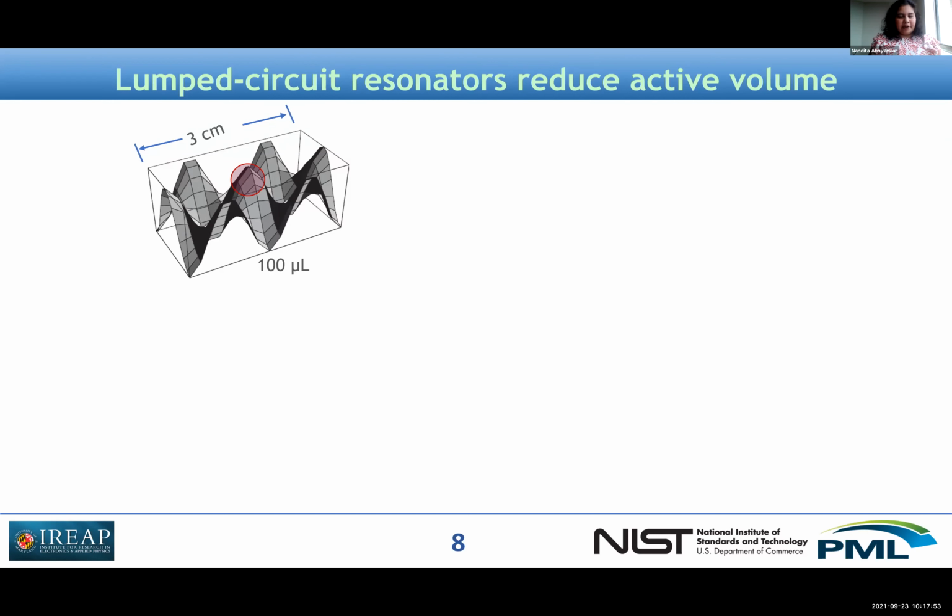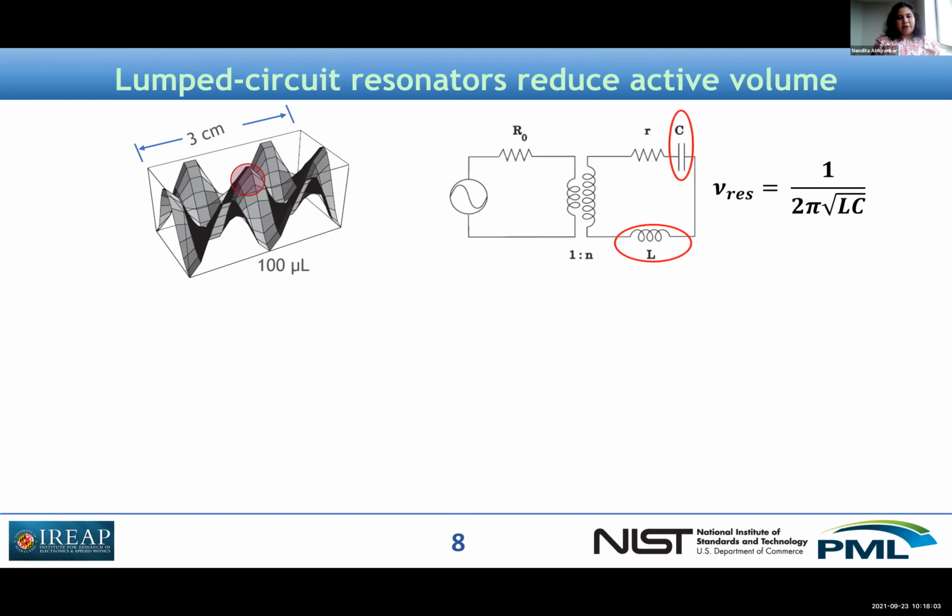Okay, so this is the rectangular cavity that we're also familiar with, and it has the active volume at the center where we place the sample of about 100 microliters. And it can be represented as a lumped circuit, so a self-resonant circuit which resonates at a certain value of inductance and capacitance.